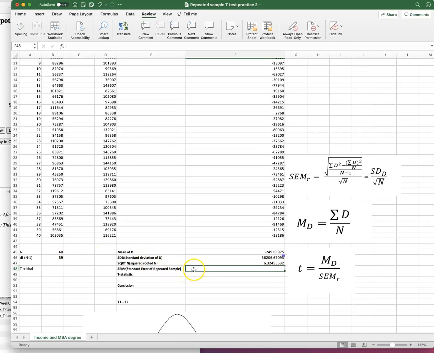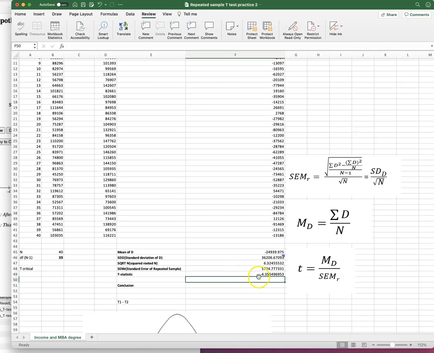And standard error of the repeated sample, I mean the difference between the T1 and T2. So SEM is calculated as standard deviation of the differences divided by square root n. So that is this number divided by this number. Okay, this statistic is the mean of the differences divided by SEM.